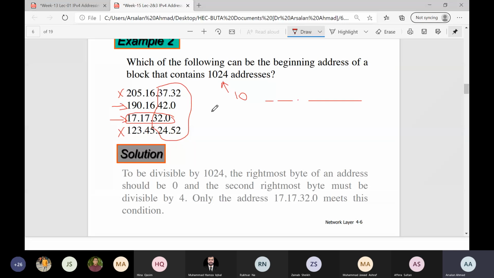It will take long, but trust me, if the number of addresses is greater than one octet, definitely the last octet should be 0 in decimal, and the previous one should be divisible by the number of host bits in the third byte, which is 2. 2 raised to the power 2 is 4, so 32 divisible by 4 should be the case. 42 is not divisible by 4, 32 is. So this is the right answer.